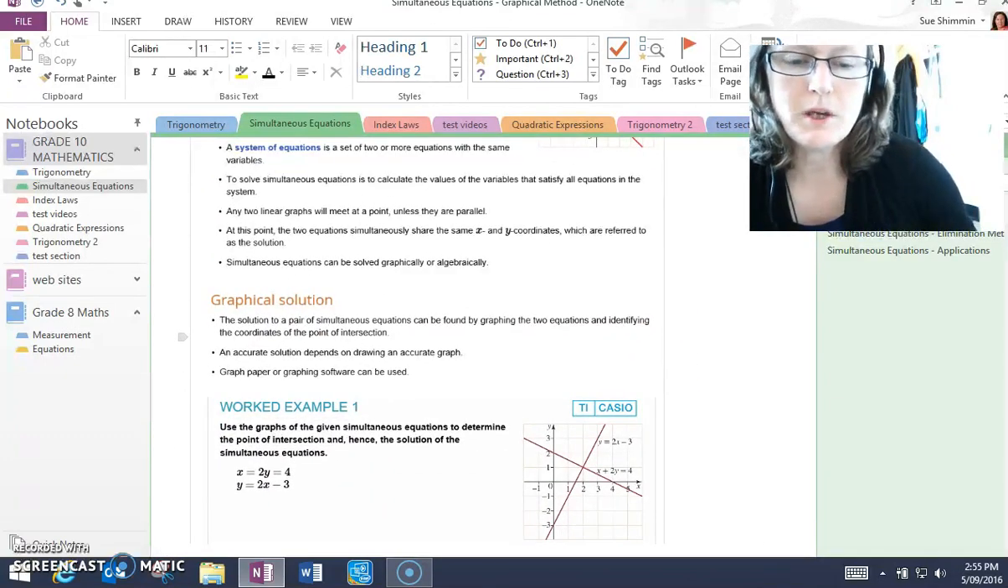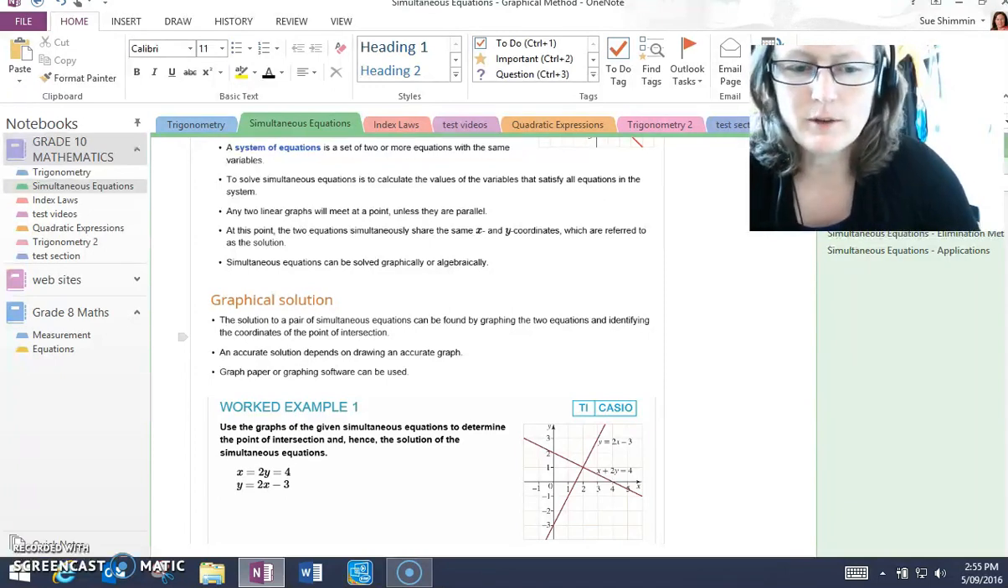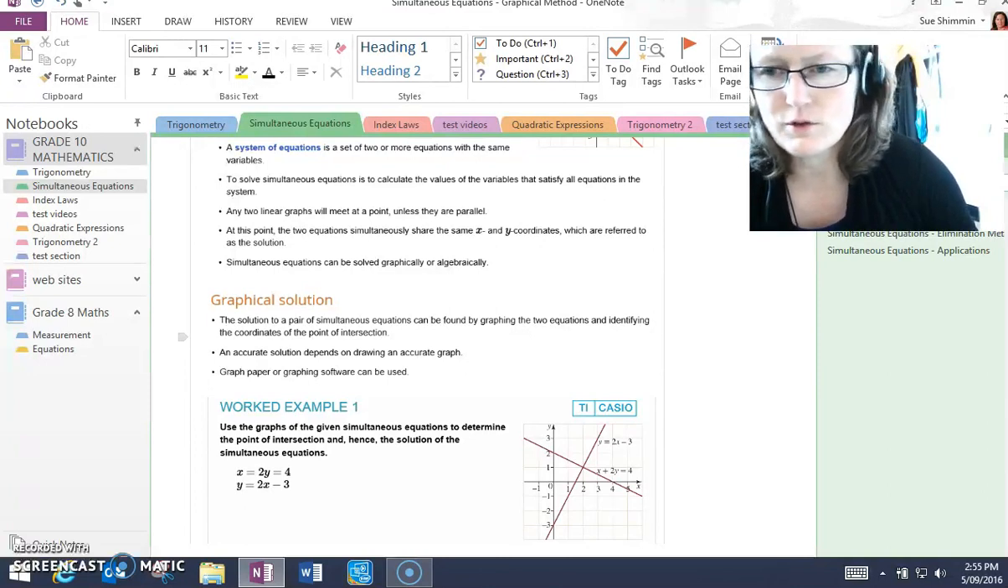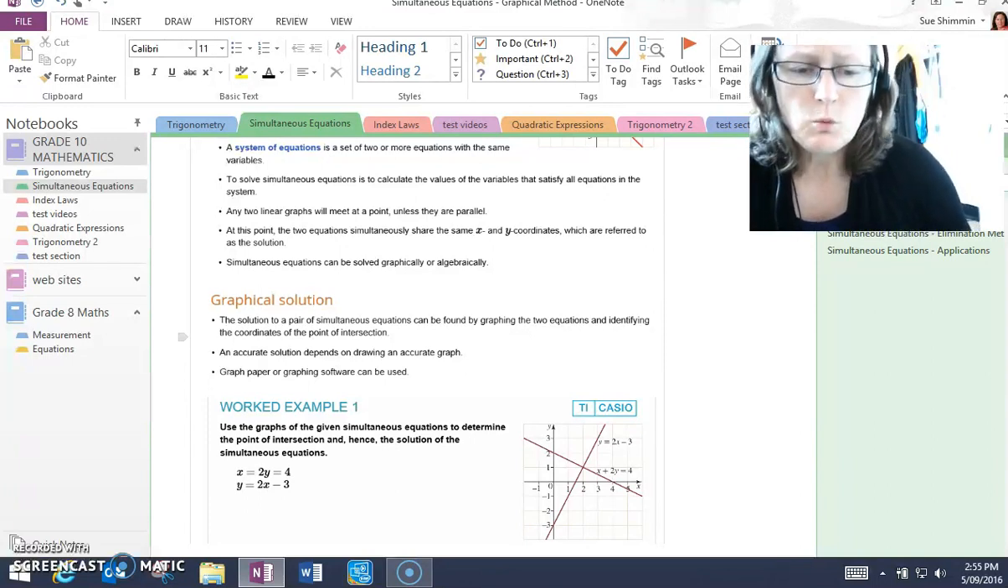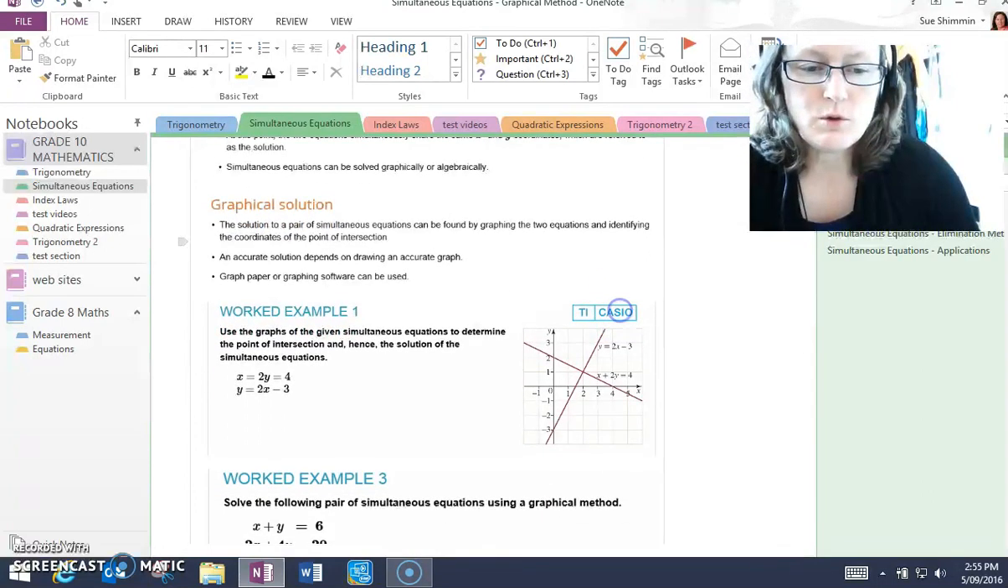So the solution to a pair of simultaneous equations can be found by graphing the two equations and identifying the coordinates of the point of intersection. Obviously we need to graph them accurately on graph paper, etc., or using a graphics calculator. They need to be graphed accurately. Worked example 1 from your textbook. They've already graphed these two equations. So here is two equations.